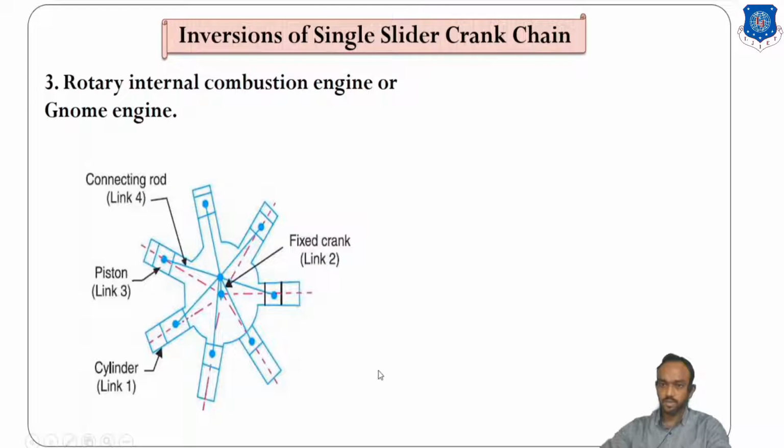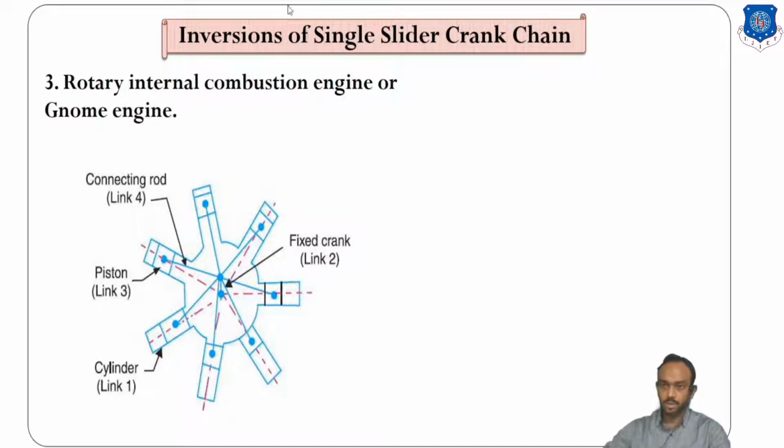The next inversion is the rotary internal combustion engine, or Gnome engine. You can see here there are 7 cylinders, but we have to consider any one of them for counting the links, not all 7. Otherwise you will say there are lots of pistons, 7 pistons, 7 connecting rods. No, we only consider any one cylinder.